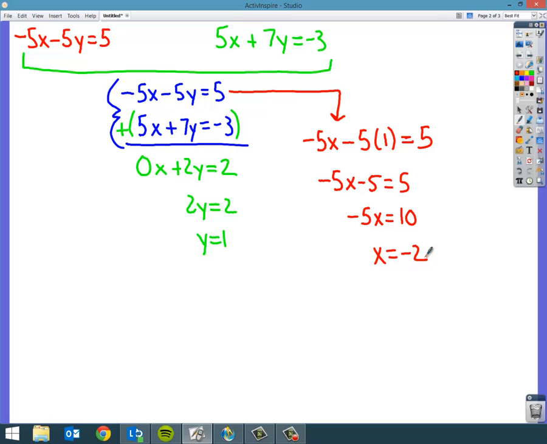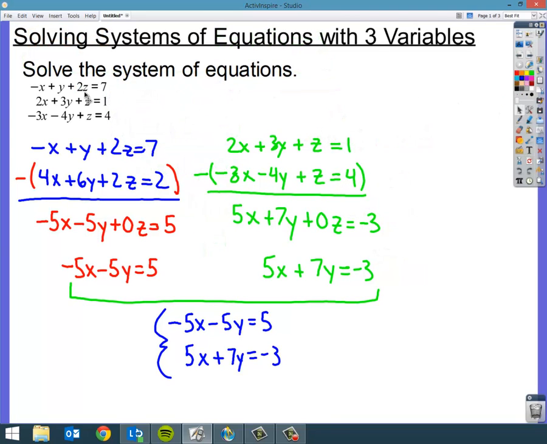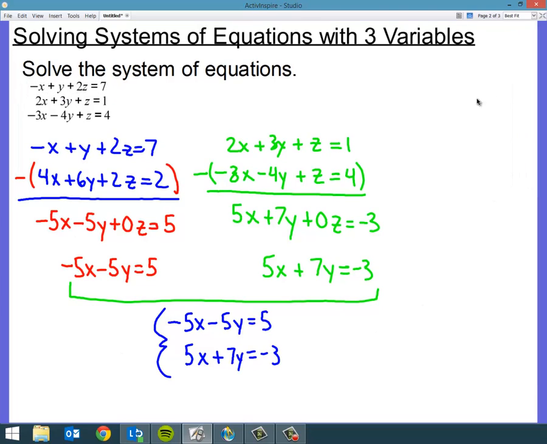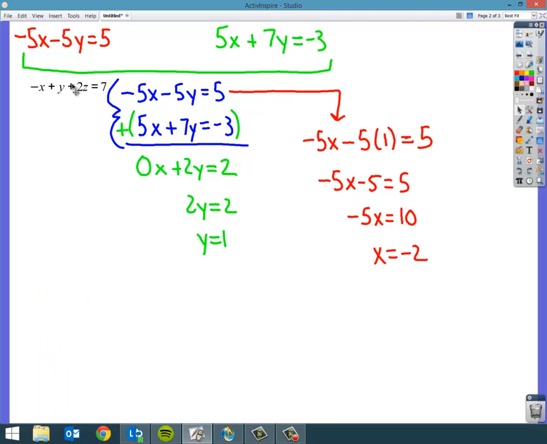Okay? So here we go. We've got our x value and our y value. Now all we need to do is find our z value. To do that, it's actually really easy. You go back to the original system of equations, and you pick any one of these equations that you like. Any one of the original 3 will be just fine. I'm going to go ahead and just pick the first one. So I take that first equation, and I paste it in here so we can see it. I'm going to plug in my x value and my y value and solve for z.